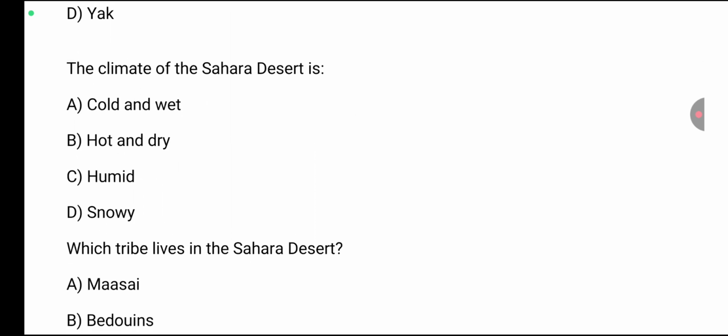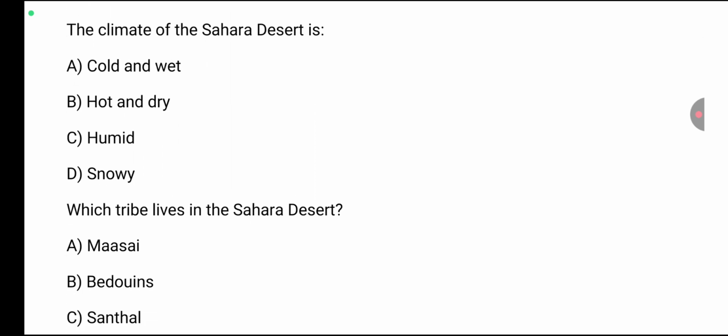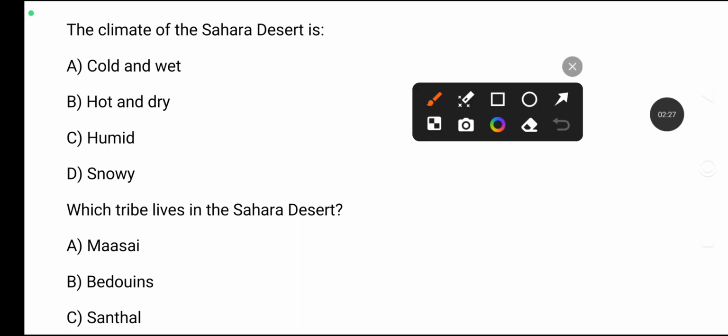Now moving on to another question. The climate of the desert is dash. Cold and wet, hot and dry, humid, snow. The answer will be B. It is hot and dry.